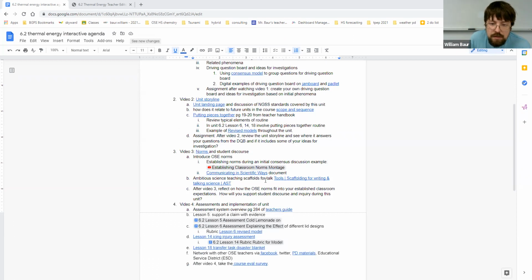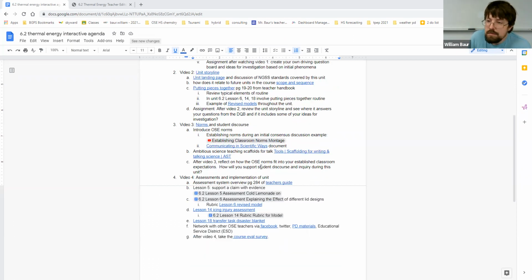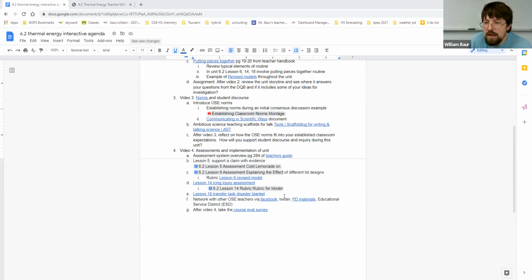In the storyline, we talked about some resources to help establish classroom norms and encourage student discourse, so that the shy student who's hesitant about their different idea feels comfortable sharing their thinking with the whole class. That's really important to help students learn together throughout the unit.